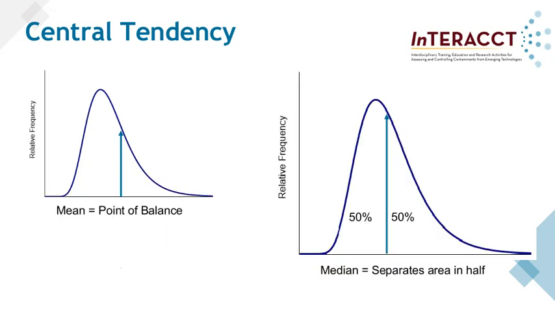However, the median, as shown here, truly separates the area in half because the middle value is where 50% of the values are below and 50% are above it. So it necessarily has to separate the distribution evenly, 50-50% as shown here, and may be a better indicator of central tendency when the distribution is skewed.